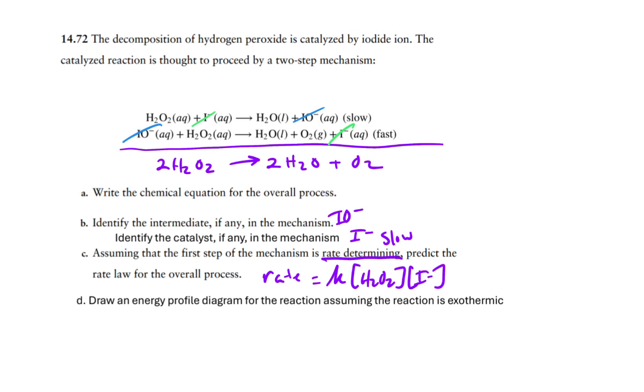And the other thing is that we said that I minus is a catalyst. Catalysts can be included in rate laws. Intermediates cannot be included in rate laws. So if you have an intermediate in a rate law, you probably don't have the right rate law.